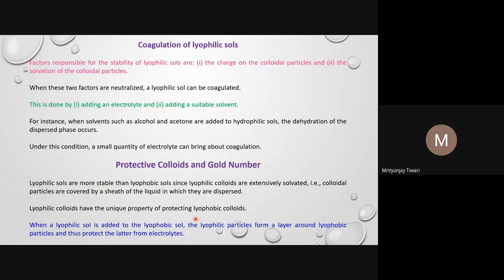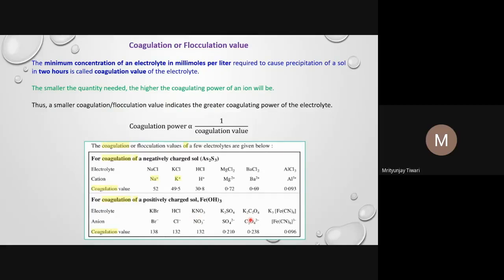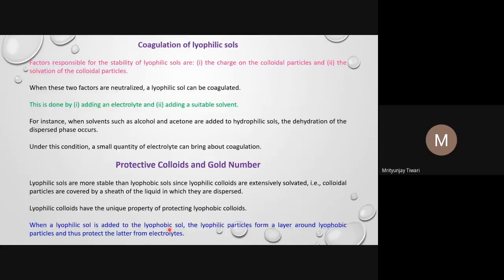Or means, the valency usually we don't show charge. I'm just saying to make you understand. So this valency is 3, 2, and 1. So highest valency, so coagulation power is maximum. So the coagulation value is least. Then this comes, then this one.